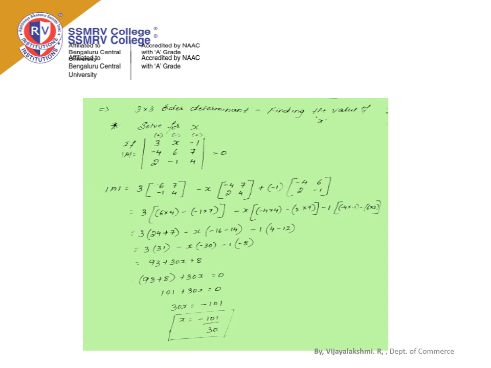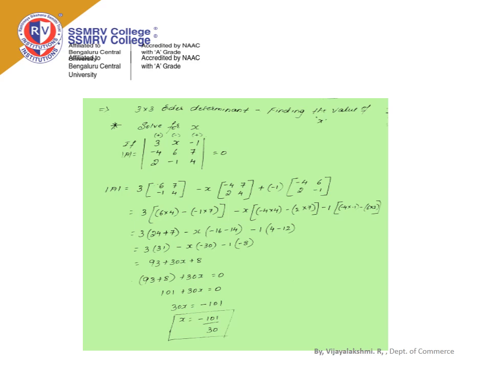Further simplification, 3 into 24, that is 6 4s are 24, minus into minus is plus, 1 into 7 is 7, minus x into minus 4 into 4 will be minus 16, minus 2 into 7 will be minus 14, minus 1 into minus 4 into minus 1 is 4, minus 6 into 2 is 12. So 3 into 31 minus x into minus 30 minus 1 into minus 8.